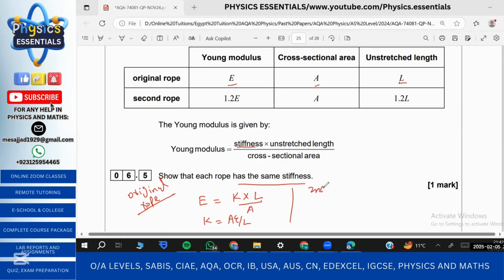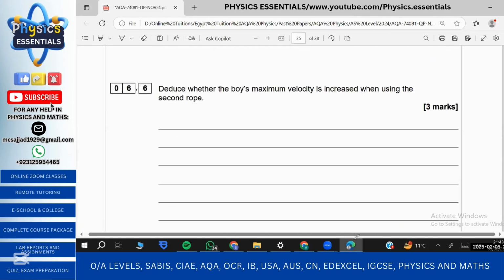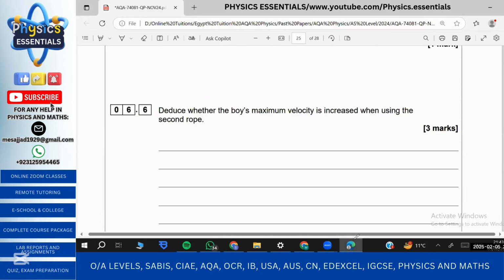Now for the second rope. For the second rope, the Young modulus value is 1.2 E, stiffness is K, unstretched length is 1.2 L, and cross-sectional area is A. So K is going to equal 1.2 AE over 1.2 L, where the 1.2 cancels. So same stiffness, AE over L. We have proved it. Now I think this is the last part of the exam.